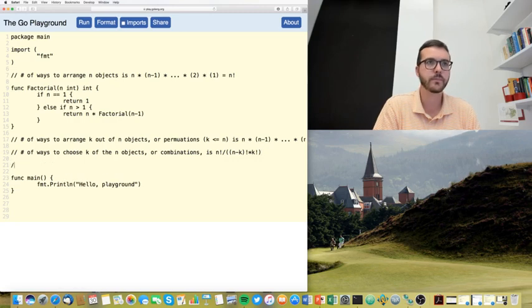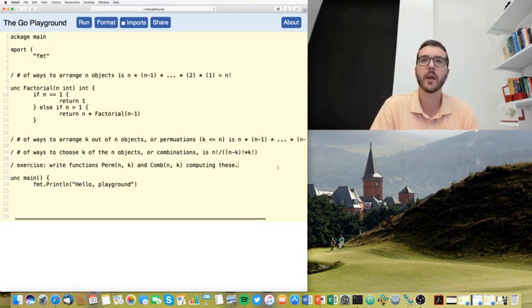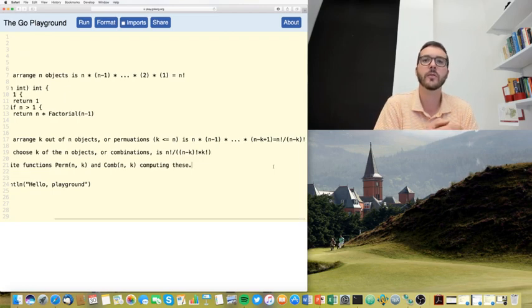Now, let's have a short exercise. Write functions, and let's call them perm of n k and comb of n k, computing these. Okay, so feel free to stop the video for a second and do an exercise by writing functions perm of n k and comb of n k to compute these two formulas. And as a recollection, there's the formula for perm.